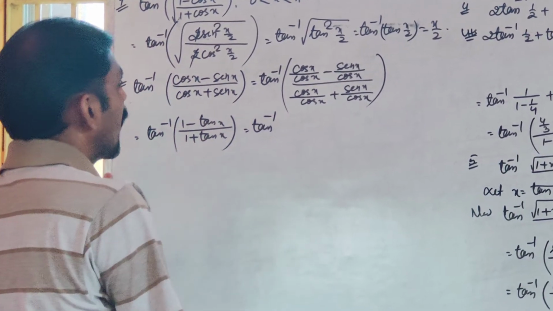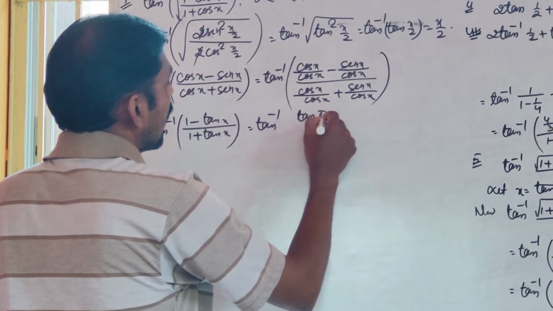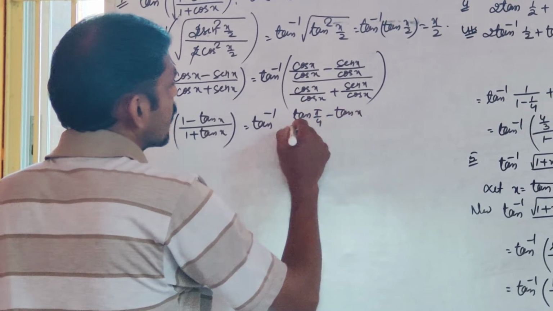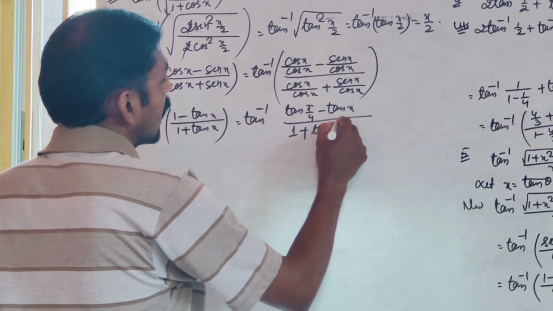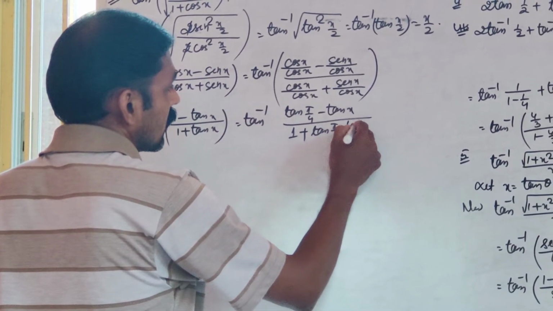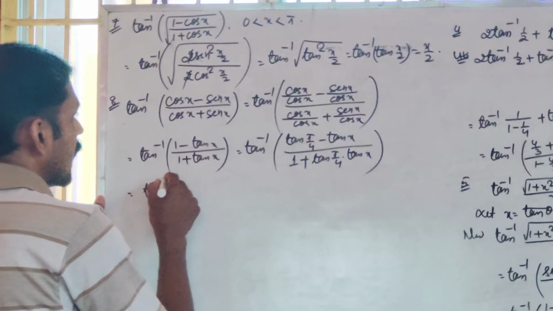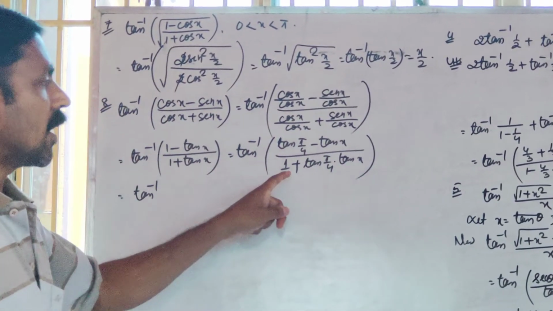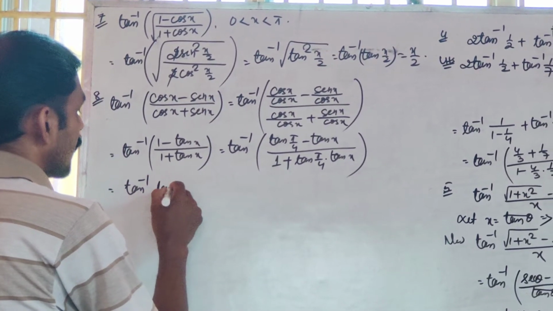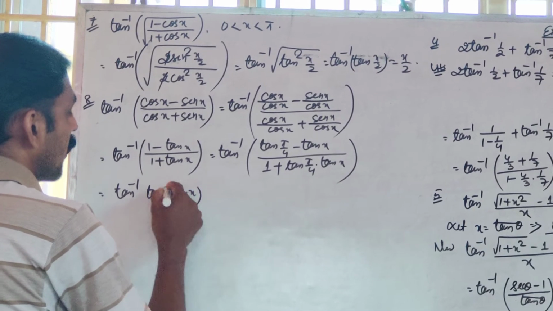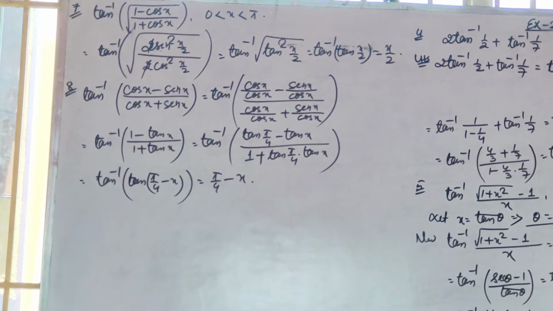Now it is the formula of tan. 1 can be written as tan pi by 4, so it is tan pi by 4 minus tan x by 1 plus, and 1 into tan x can be written as tan pi by 4 into tan x. So it is tan inverse of tan a minus tan b by 1 plus tan a tan b, that is tan of a minus b. You can write tan inverse tan of pi by 4 minus x. This is pi by 4 minus x. This is its simplest form.